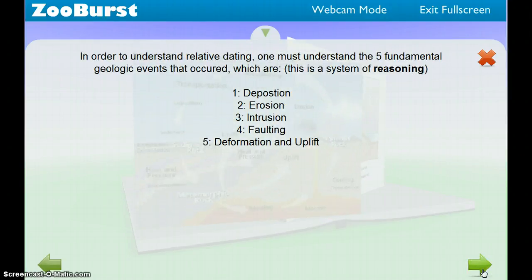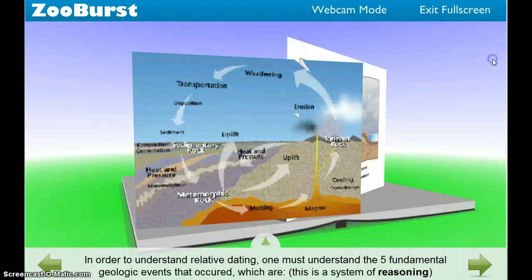Five fundamental geologic events that occur are deposition, erosion, intrusion, faulting, deformation, and uplift. Here I have a diagram that shows you what happened. This is showing you weathering, transportation, deposition, and settling. Basically, it's a cycle, and this diagram better breaks that down. This diagram here at the back shows erosion and deposition, but I can't pop it up.